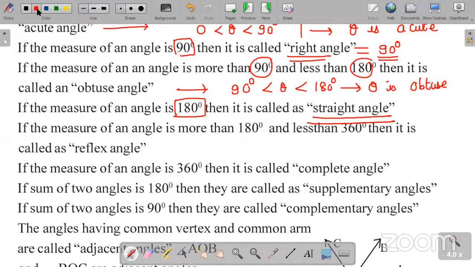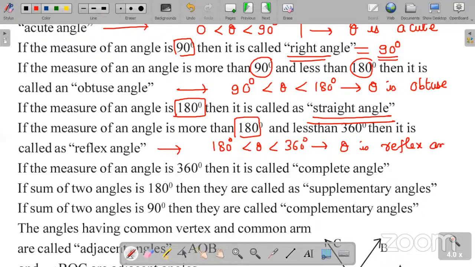Next, if the measure of an angle is more than 180 and less than 360, that means 180 degrees is less than theta, and theta is less than 360 degrees. Then theta is called a reflex angle. If the measure of an angle is 360 degrees, then it is called a complete angle. Very good.